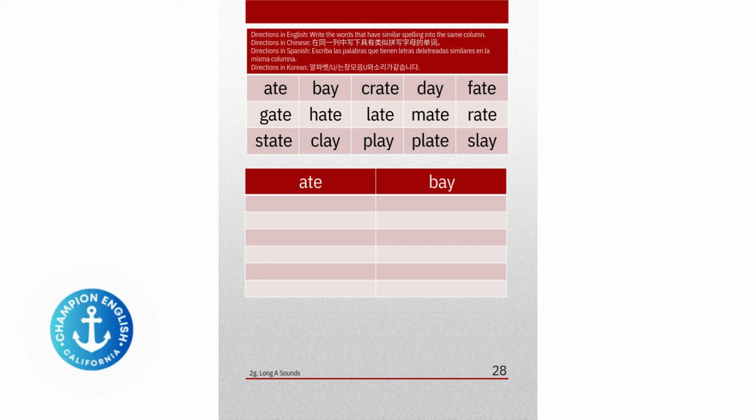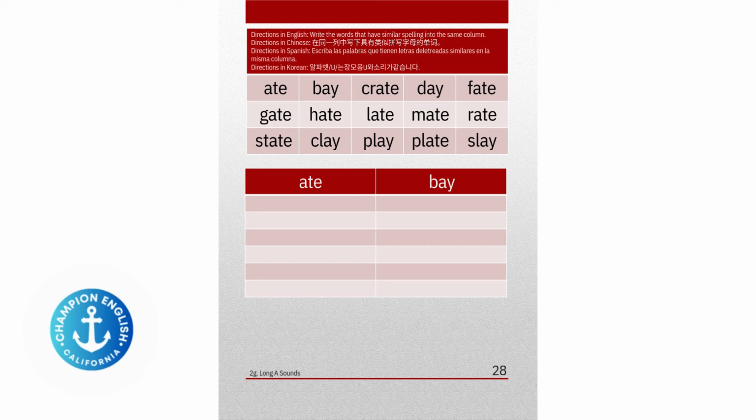And one. Okay, students, you should have put day in the second column, fate in the first column, gate in the first column, hate in the first column, late, that's right, first column, mate, first column, rate, first column. State, first column. Clay, second column. Play, second column. Played, first column. And slay, second column.